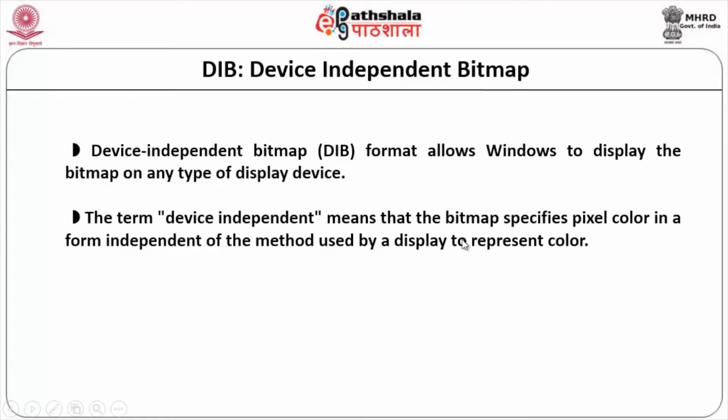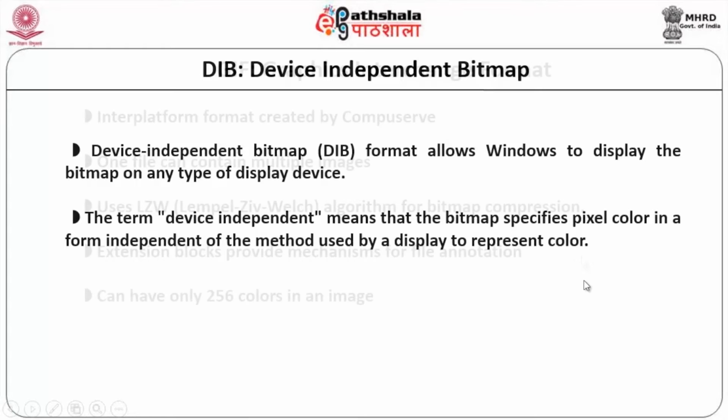So, it will take care of that. The bitmap specifies the pixel color in a form which is independent of the method used by the display to represent that particular color. Hence, it will have its own system of coloring and it displays the detail.